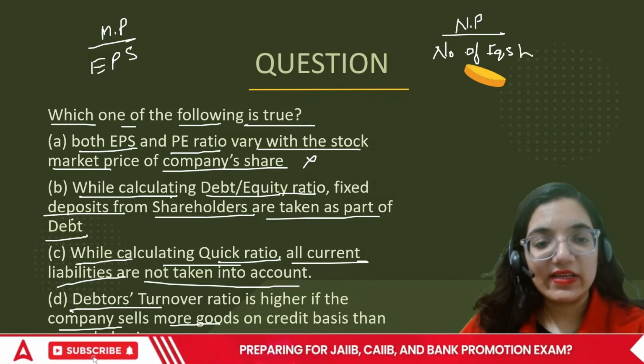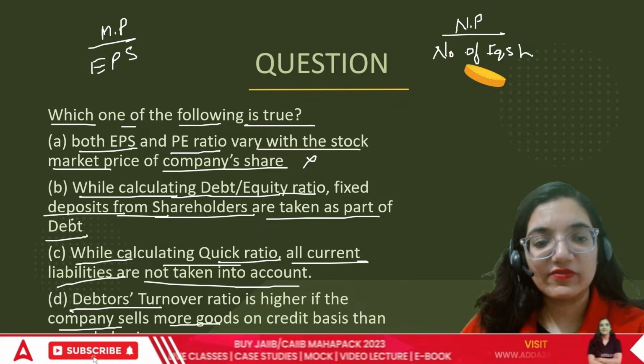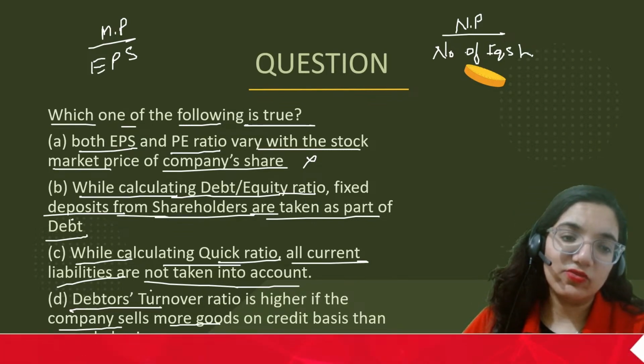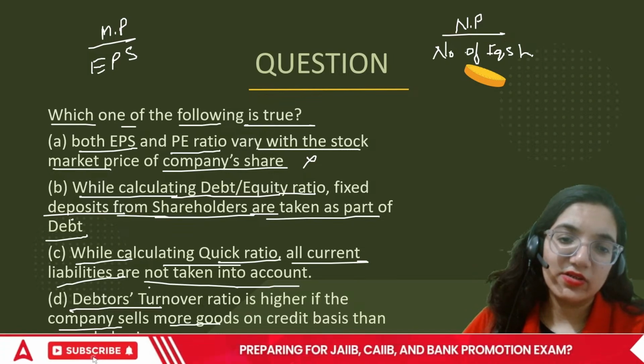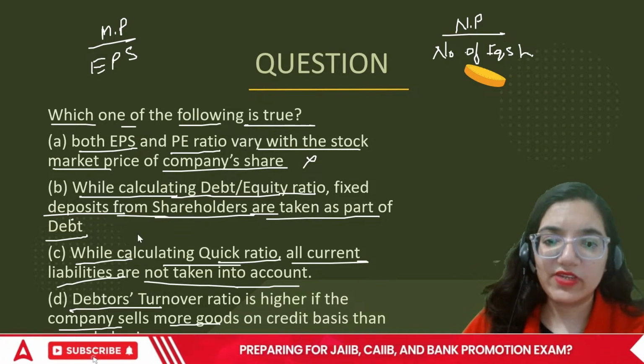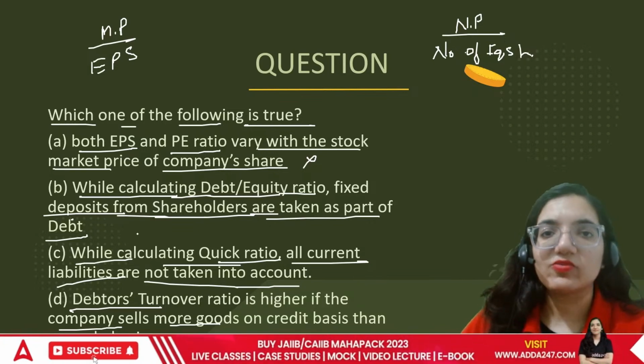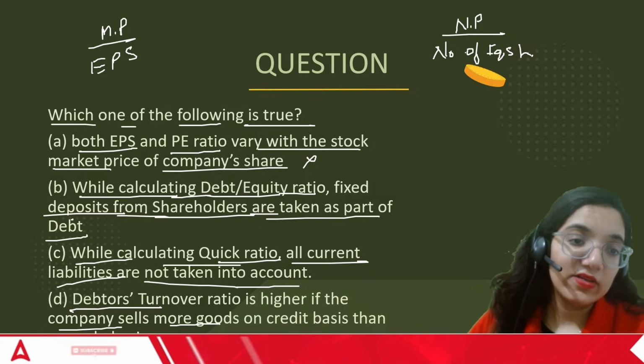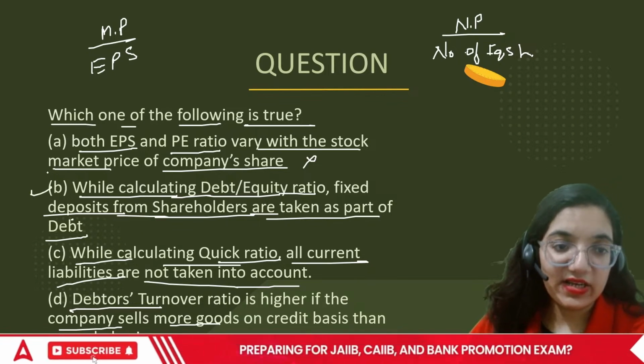While calculating debt equity ratio, fixed deposits from shareholders are taken as a part of debt. Yes, that's a form of debt as such. It is, because whatever money we have taken from others, we are bound to pay it back. So this one is correct. Till now, the earlier one is wrong.